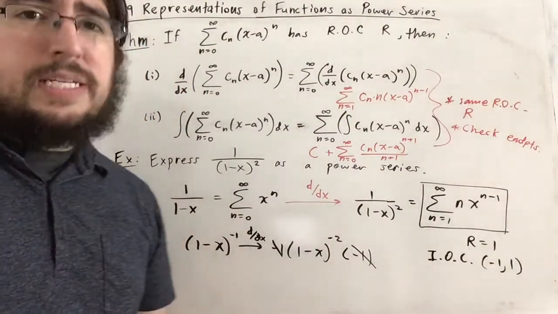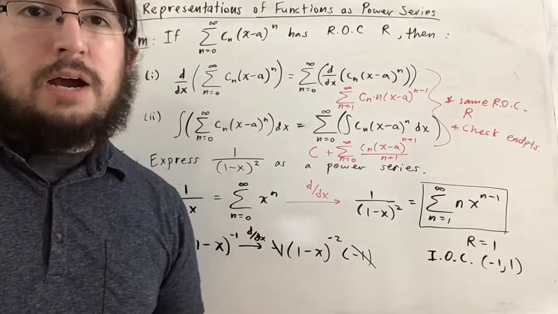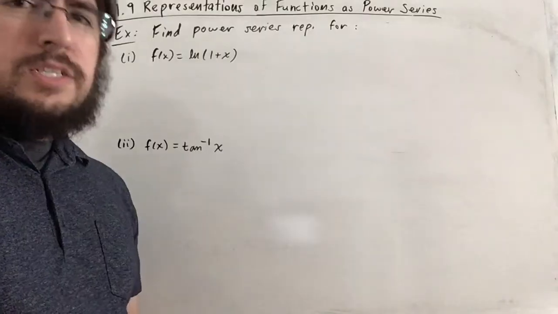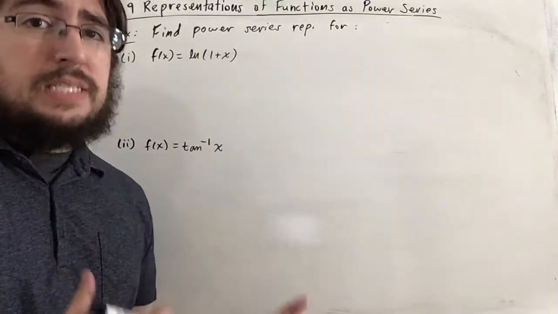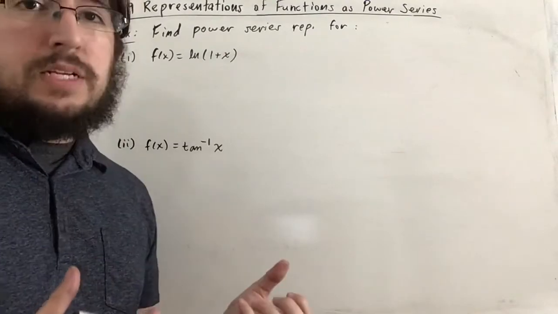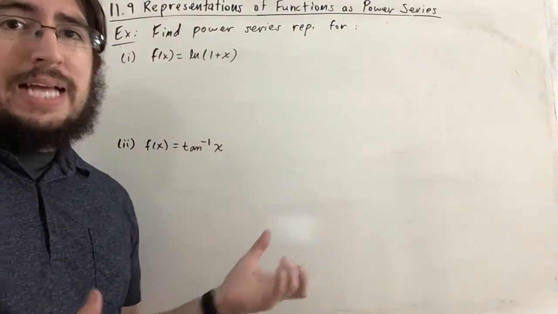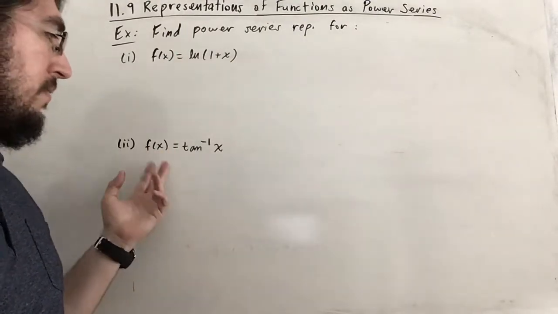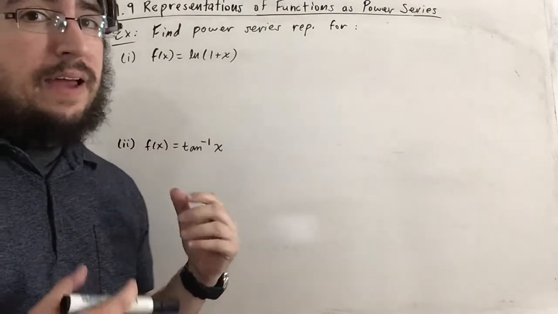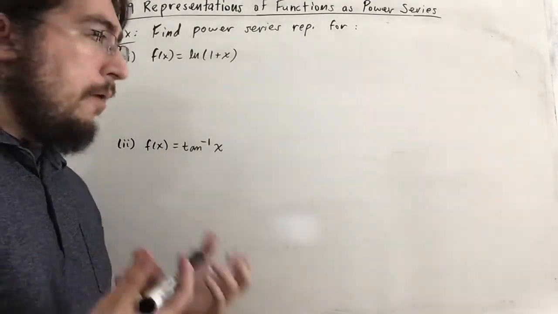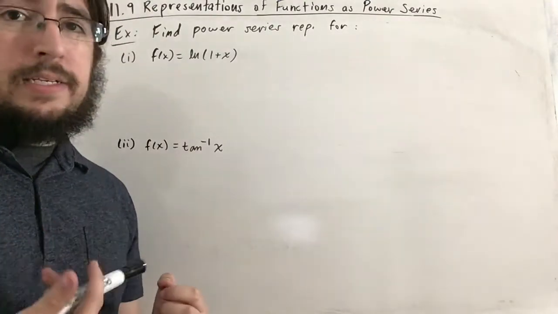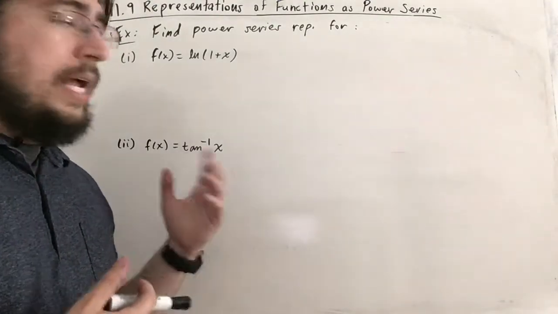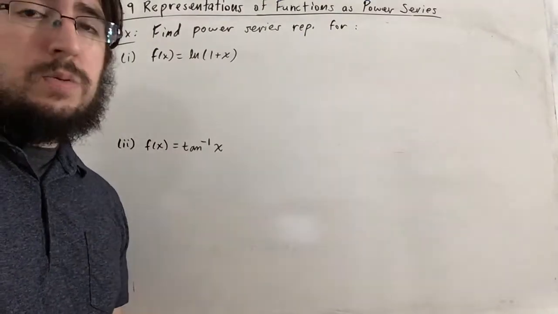So now we're going to take a look at more examples, so let's see how crazy this can get. Right, so now these are very specific, very useful examples. These are kind of classic cases. The function ln of 1 plus x and the function tangent inverse of x have very, very nice power series representations, and you can actually find them by the techniques we just saw.